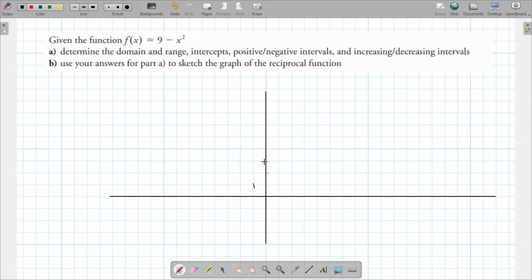So 1, 2, 3, 4, 5, 6, 7, 8, 9. So we need to go there. That's our vertex. And our x-intercepts are down here, -3, down here, +3. Let's connect them. It goes down, and then goes through the x-intercept. Okay, yeah. And then goes down. So that's good. Okay, now what we're gonna do is we're gonna flip this.